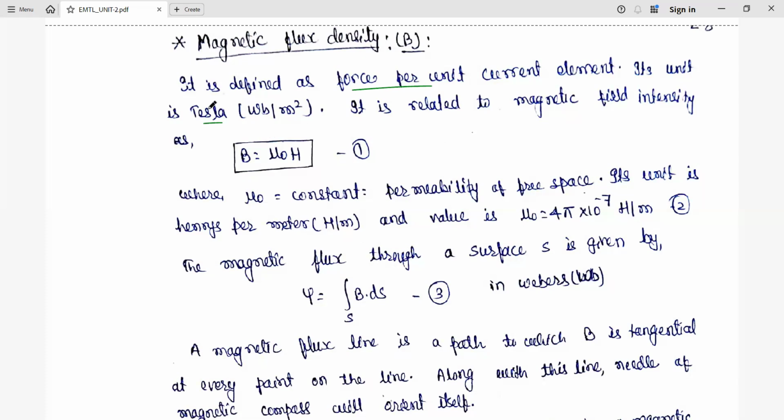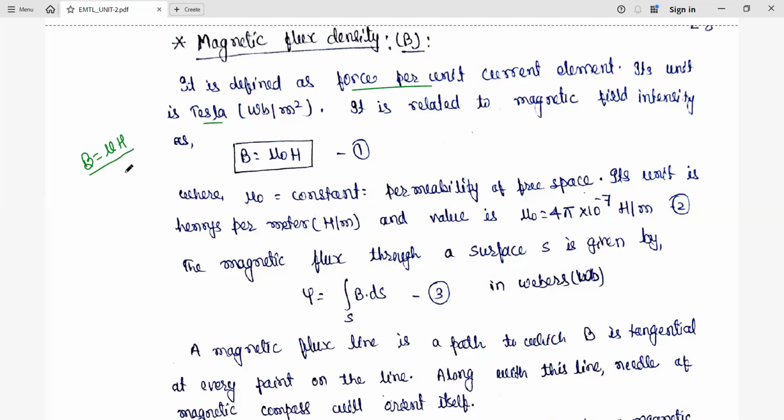Here, due to electric current, we have a magnetic effect. That's why we are considering the current element here. Now this magnetic field intensity is related to the flux density. For that, we have the expression B equal to mu H. This is the general expression.